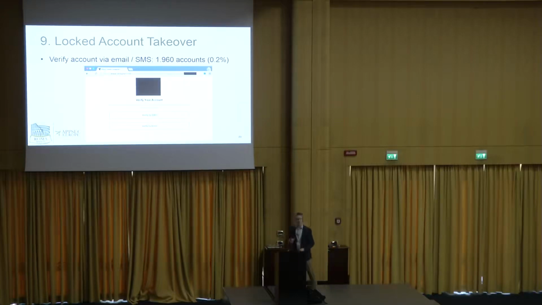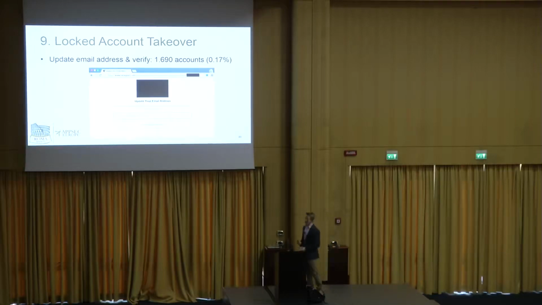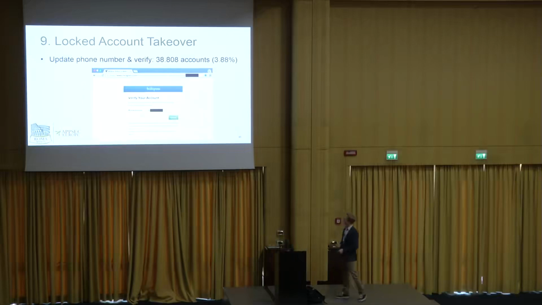0.2% gave me the screen that I received, so to verify your account again by SMS or email, but still, it's not very interesting for an attacker, because this is the profile picture that is already public. Up next was more interesting. 0.17% of the 1 million accounts allowed me on this screen to update the email address, which, remember, allows me to take over the account through the password reset. That was already nice, but 0.17% is not a lot. And luckily for me, I also landed on almost 4% of screens that allow me to update the phone number.